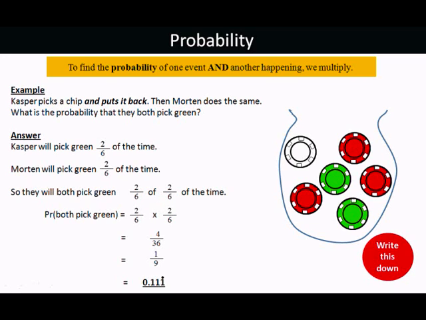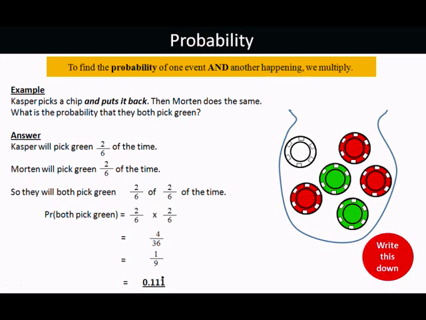Of with fractions always means times, so 2/6 of 2/6 is 2/6 times 2/6, which is 4/36. So for them to both pick green, that's going to happen 4/36 of the time. So the probability of them both picking green is 4/36, which is the same as a ninth, or 0.111 as a decimal.